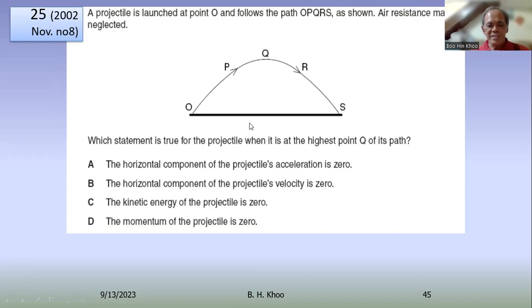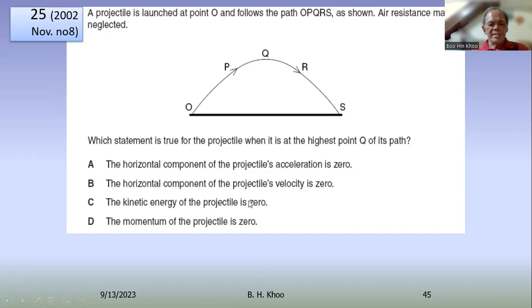Horizontal component, that's for the vertical component. Horizontal component of projectile acceleration is 0. In the horizontal direction, there is no acceleration. No air resistance, uniform velocity. So that's the answer. Horizontal component of the projectile velocity is 0? Sorry, the horizontal component doesn't go to 0, only the vertical component goes to 0.